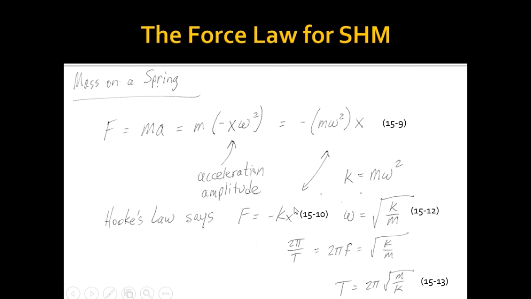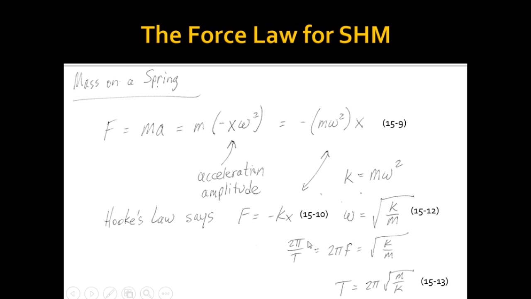I'll just regroup the variables, and so I have F is equal to negative m omega squared times x. Well, if we relate this to Hooke's law, we know that force is equal to negative kx. So we look at these two equations, and we see that m omega squared is k. All right? So knowing that k, the spring constant for the spring, is equal to the mass that's oscillating times omega squared, I can solve that for omega, and I get omega is equal to the square root of k over m. And we know that omega is equal to 2 pi over the period, or 2 pi times the frequency.